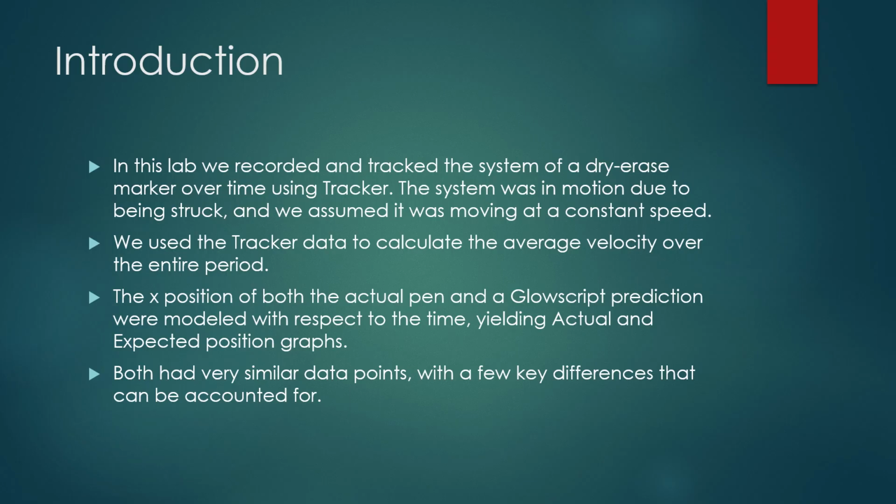We used the Tracker data to then calculate the average velocity over the entire period, and the X position of both the actual pen and a GlowScript prediction based on the Tracker data were modeled with respect to time, yielding actual and expected position graphs. Both had very similar data points with a few differences that can be accounted for.